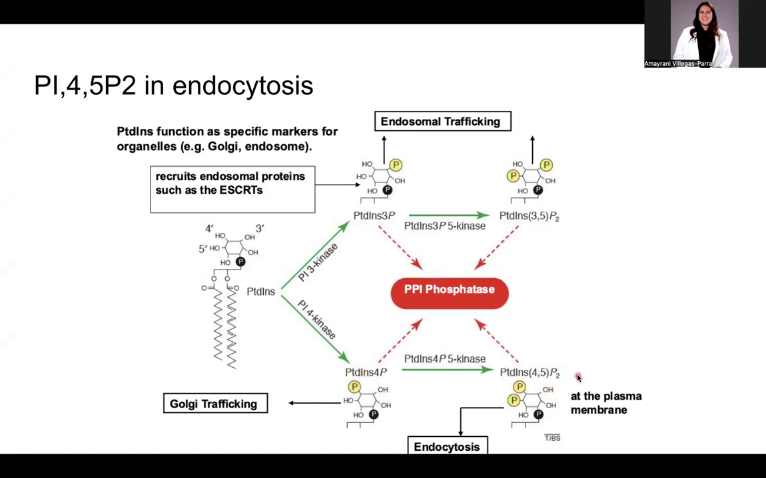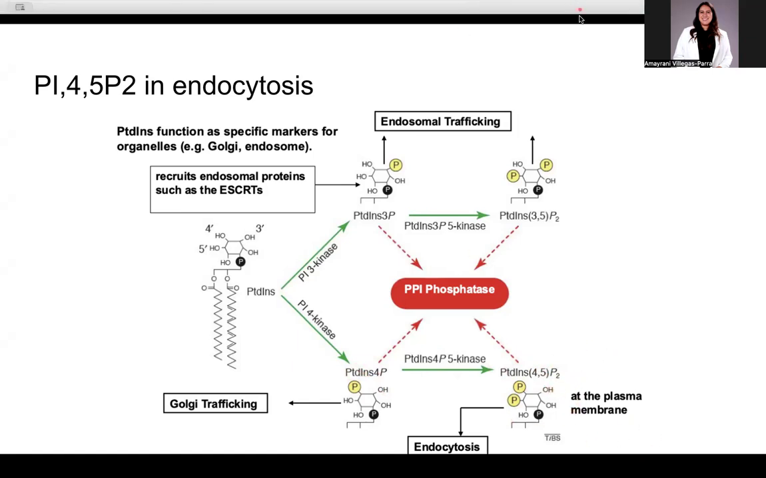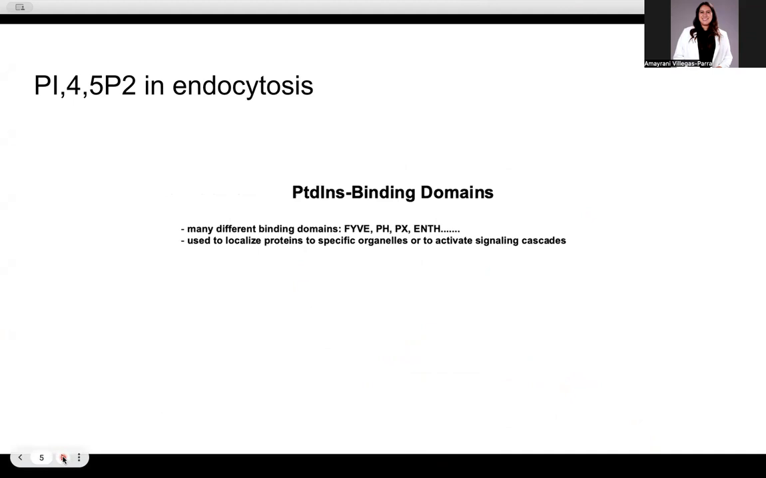This is commonly found at the plasma membrane, and it is involved in a lot of functions like endocytosis. So let's talk a little bit more about that. How can it do that? How can it be involved in endocytosis? The reason is that these phosphoinositides have binding domains that can bind to a lot of other proteins. They have this PH domain that's very commonly known to bind to a lot of proteins that help localize proteins to specific regions and activate signaling cascades.